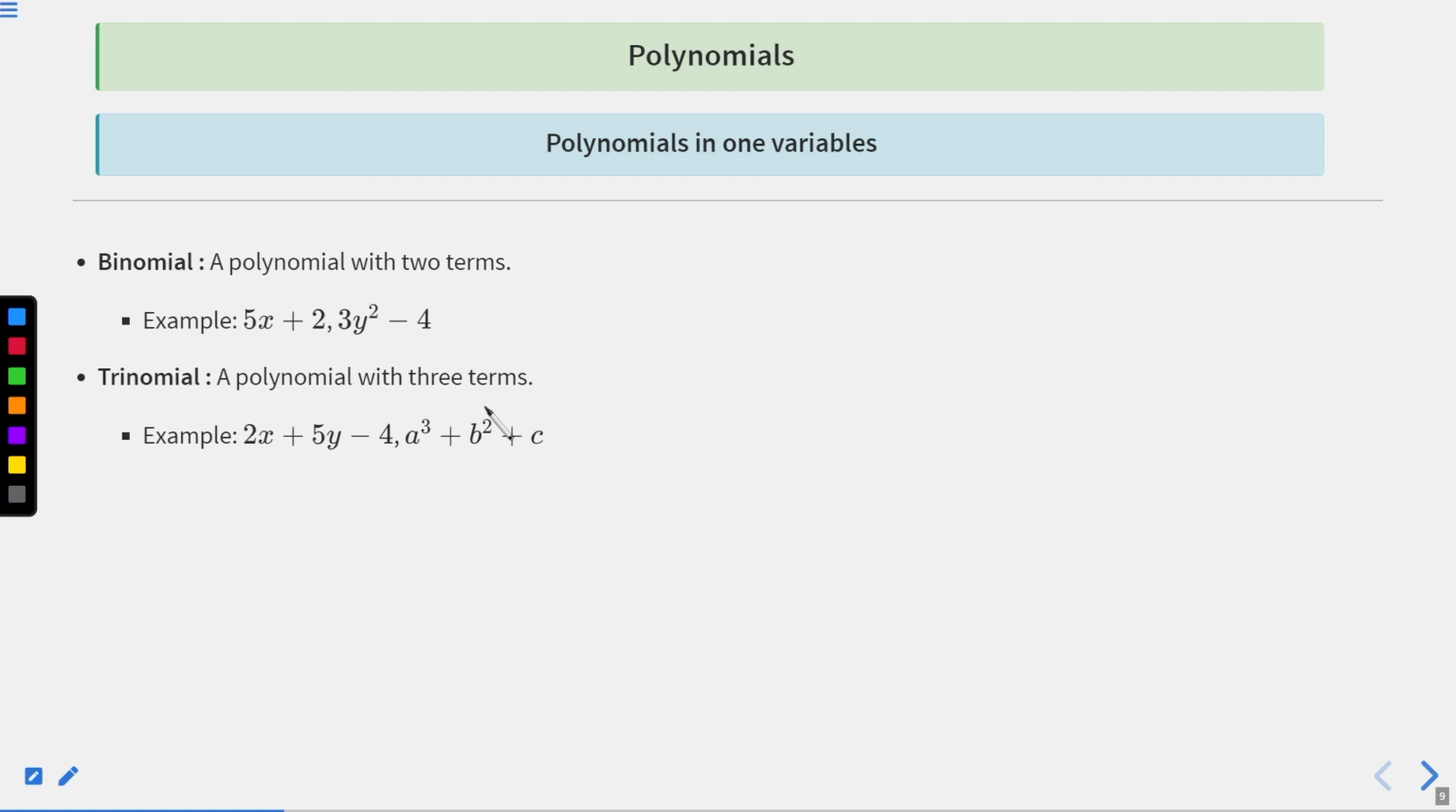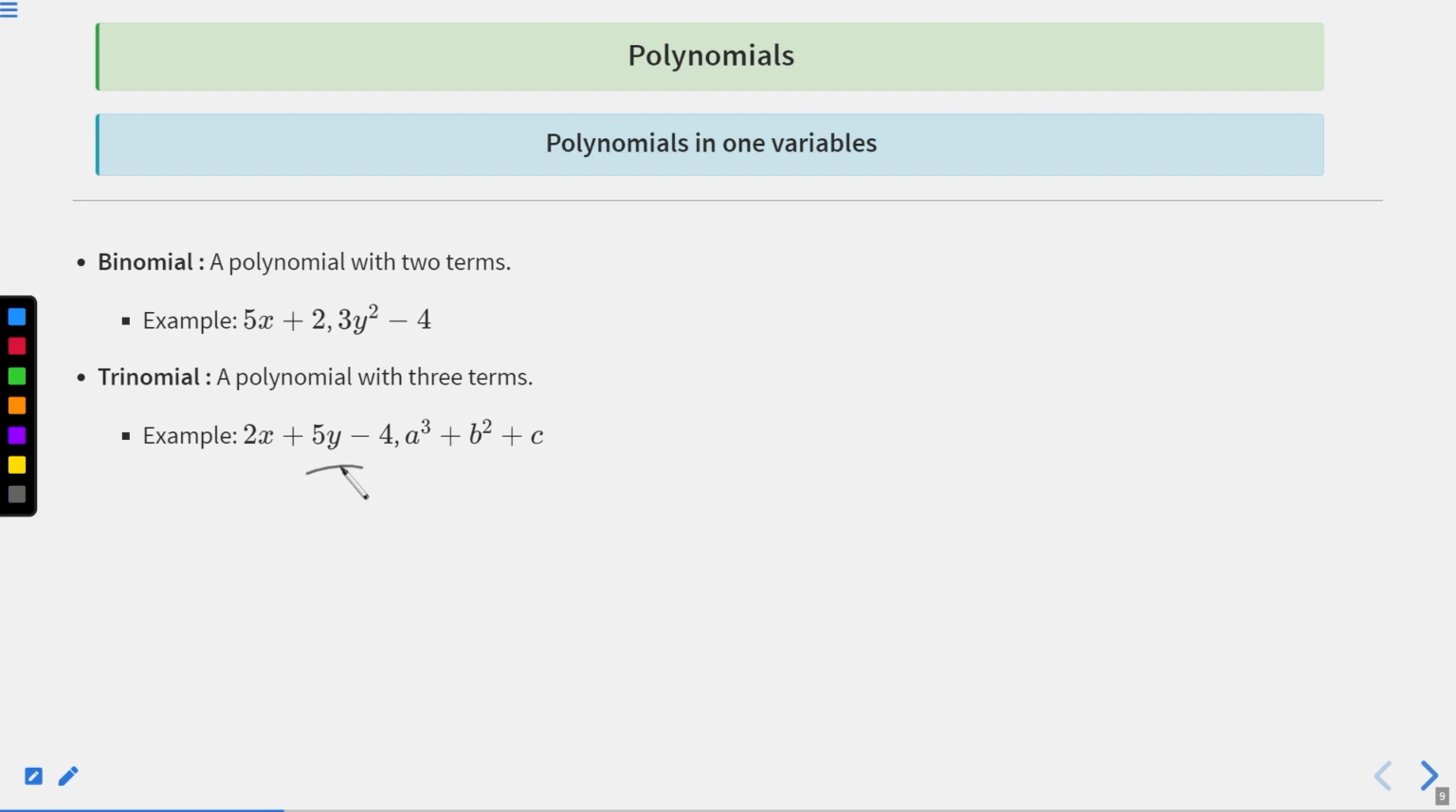And then trinomial. What do we mean by trinomial? Tri means three. A polynomial with three terms is called a trinomial. For example, you can take 2x plus 5y minus 4. In this polynomial we have three terms: one is 2x, the second is 5y, and the third is minus 4. So this is a trinomial.